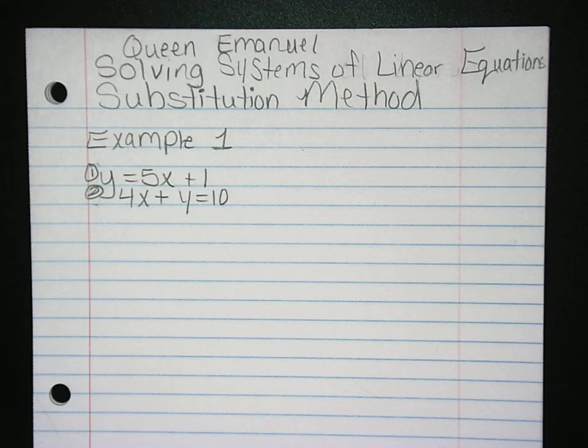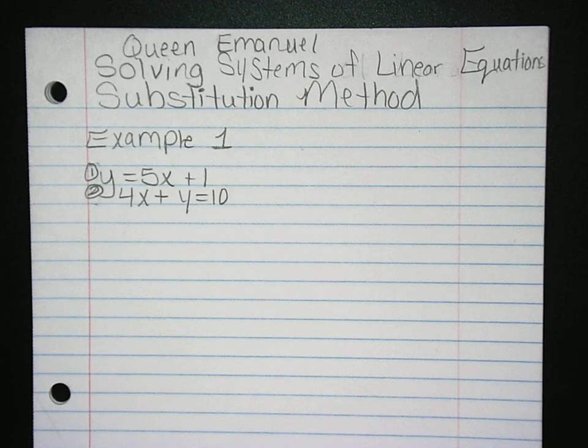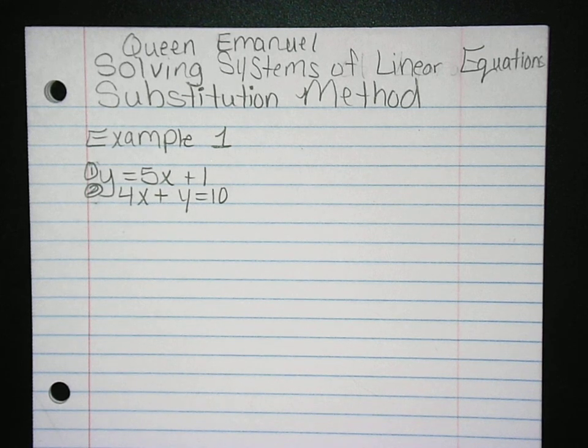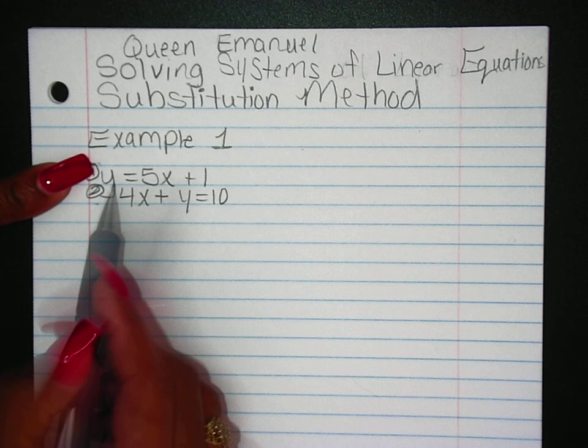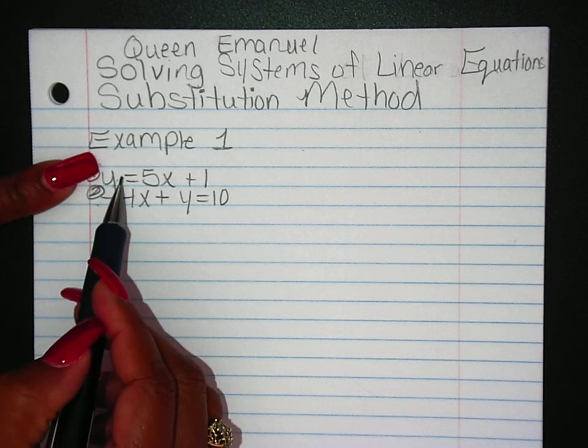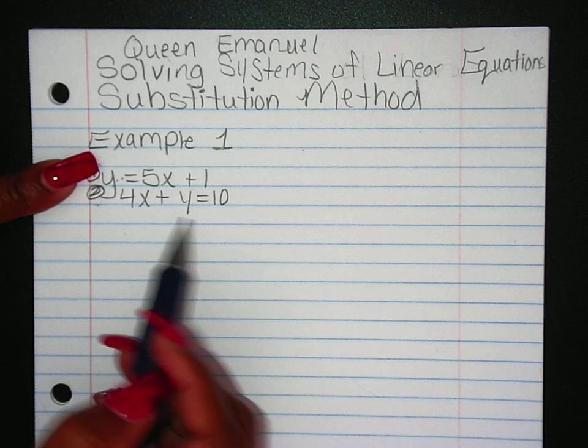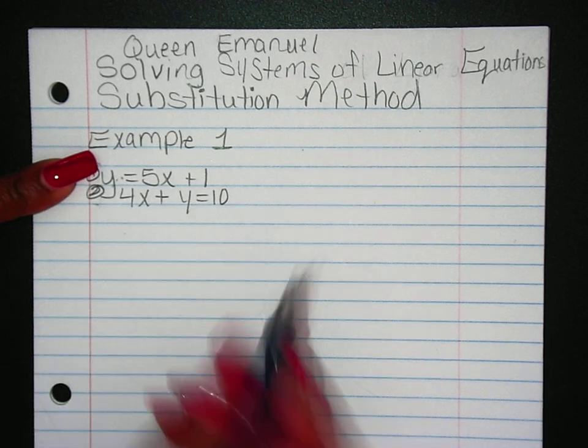Okay, when you're using the substitution method, you want to isolate one variable, meaning get either y by itself or x by itself if necessary. In this case, notice we already have y by itself. So if y is by itself, that's what I'm going to substitute into the other equation. Okay, so here we go.